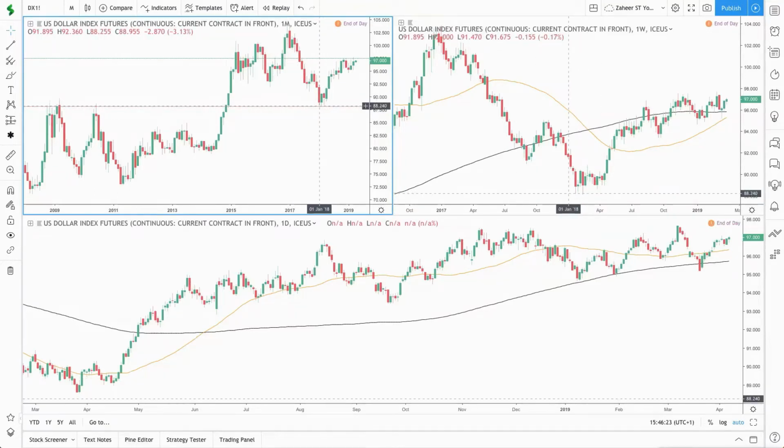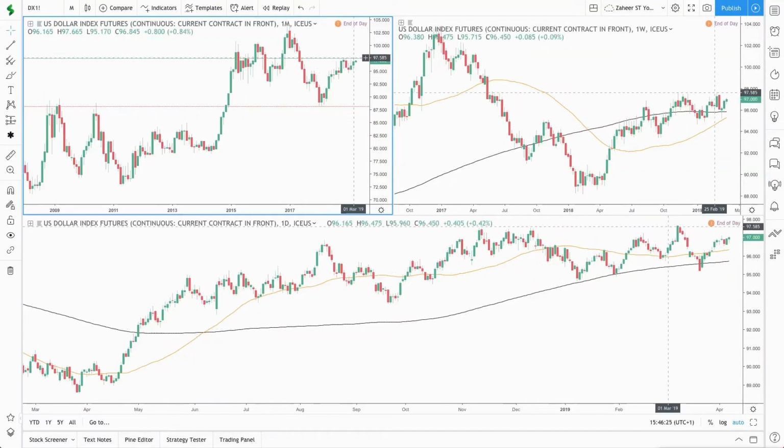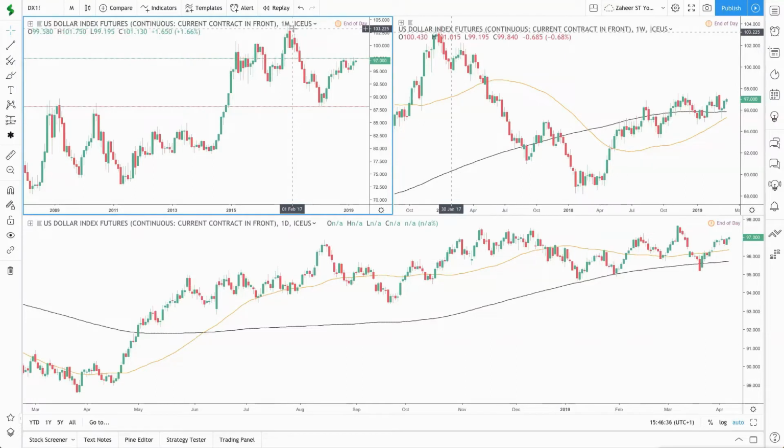We can see that price since the low of 2018 has moved to the upside, and it's now finding resistance at the high of 2018. What we're looking for is price to break and close above this high and then start moving towards the 100 round number and then towards the next areas of resistance.